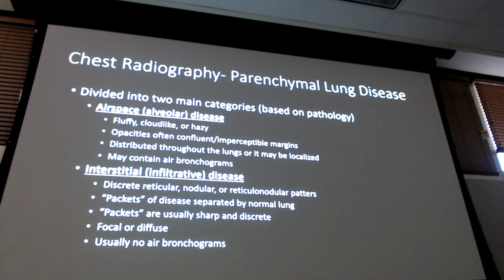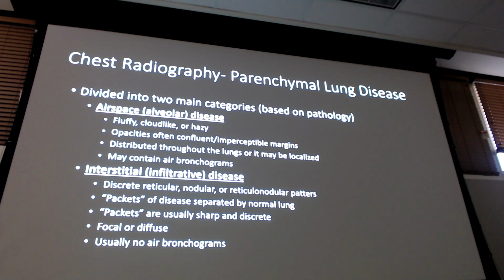There we go. Okay, so much like the fluid, we have two types of lung disease. We have our airspace or alveolar lung disease, and we have our interstitial or infiltrative lung disease. Okay? So again, much like our fluid, our alveolar has that fluffy cloud-like appearance because the disease is within the alveoli. The alveoli are little balls in the lungs that do the air exchange. So that's going to look patchy. It's going to have that cloud-like or hazy appearance overall.